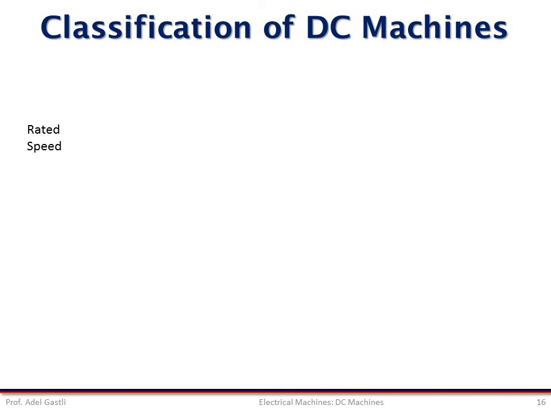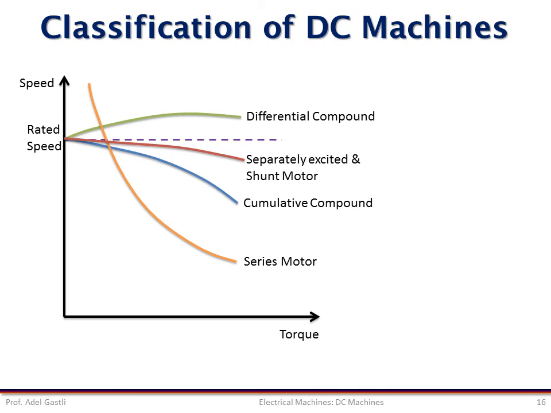You may wonder, why do we need all these configurations and classes of DC machines? The answer will be clarified later when we study further the characteristics of the DC machines. However, I can simply say now that each configuration has a different torque speed characteristic that fits into different applications.